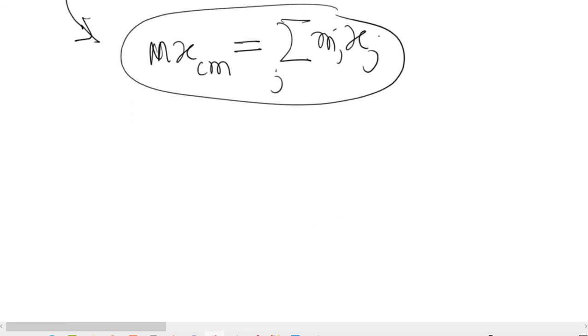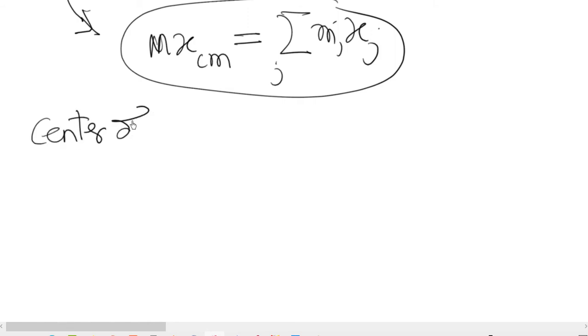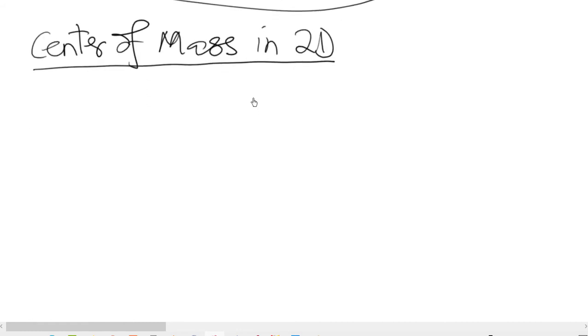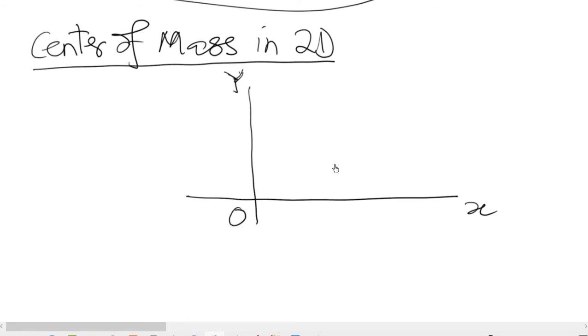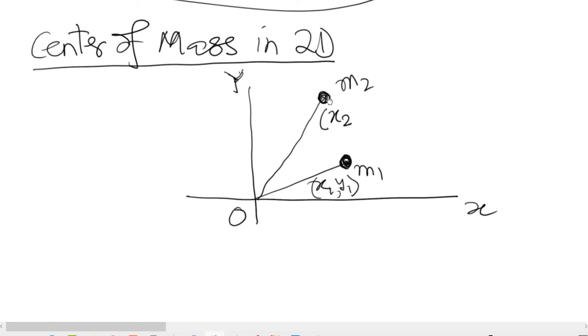Now if you consider center of mass in 2D, we consider two mutually perpendicular axes. Say this is x axis, this is y, and this is origin. And let us suppose there are three particles. This is m1, the distance is x1. Okay, this is the coordinate of the point of m1. This is m2, and the coordinates of this position is x2, y2, and this is m3, position is x3, y3, and so on.